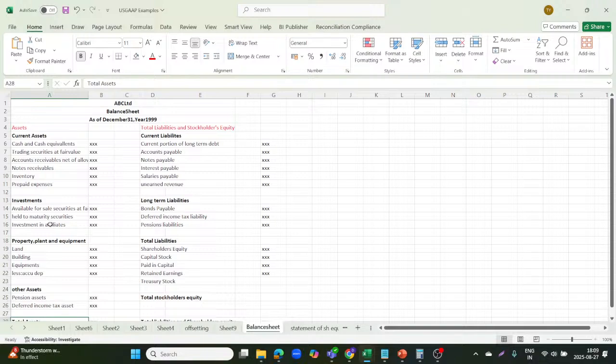The balance sheet adheres to a formula in which assets are equal to the sum of liabilities and shareholders equity. That means your left should be equal to your right. It means your assets should be equal to your liability plus equity, or you can even say assets minus liability is equal to your equity, shareholders equity.